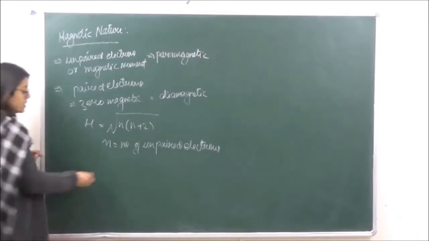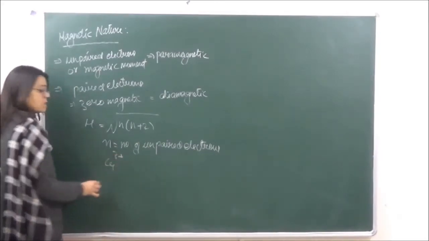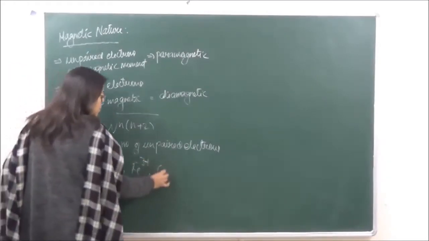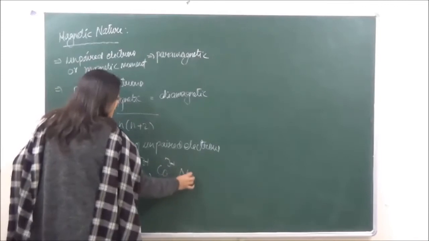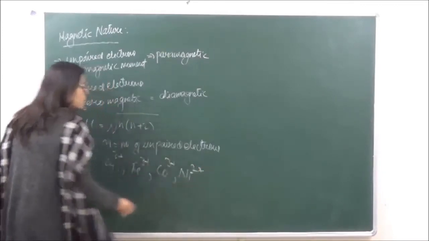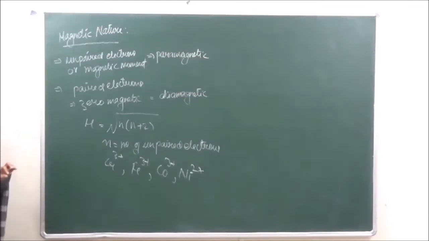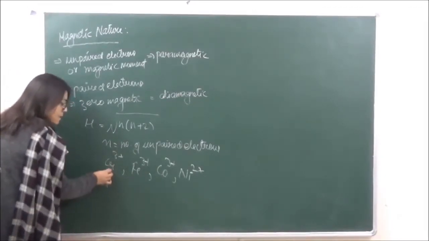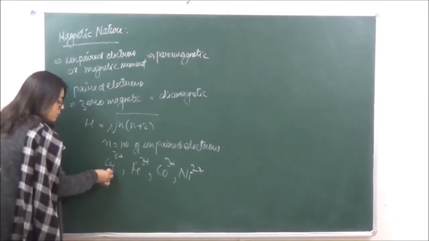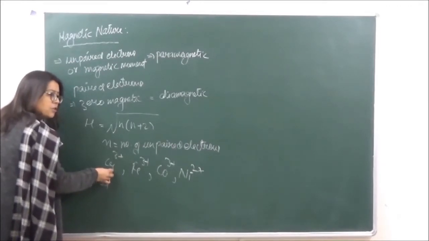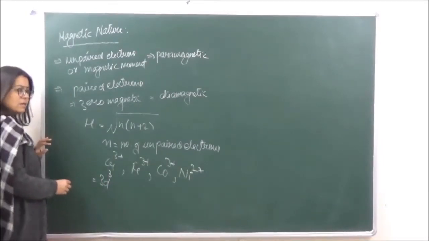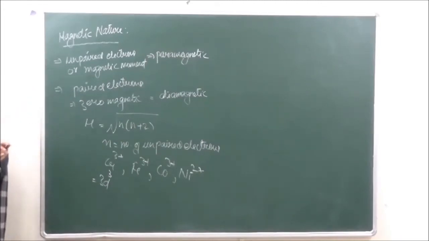So how does a question come from this? Which of the following is most paramagnetic? They have given you Cr3+, Fe3+, Co3+ and Ni2+. How will you find out? Here you have to see the electronic configuration. In the case of Cr3+, the electronic configuration will become 3d3. Chromium has 3d5 4s1, so if three electrons are removed, it becomes 3d3.